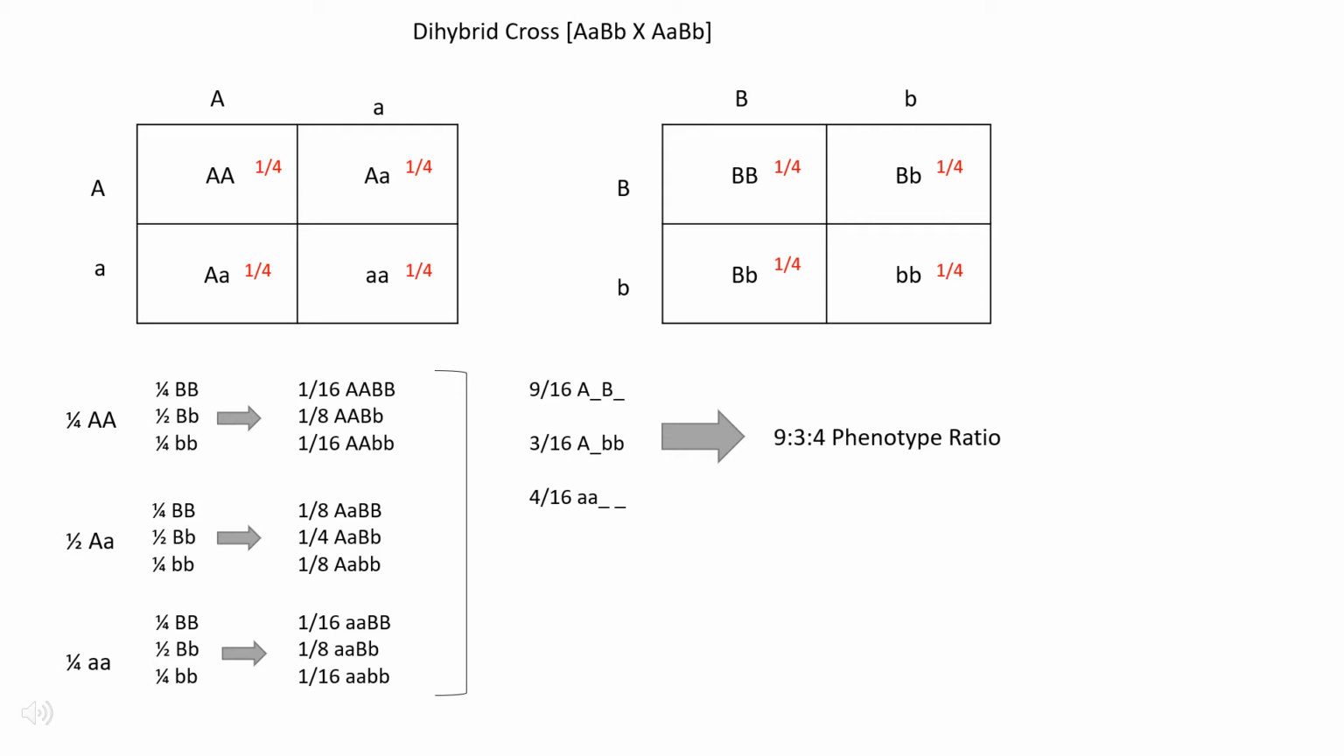3 out of 16 result in the dominant A and recessive B phenotype, and 4 out of 16 result in the homozygous recessive A phenotype. This 9 to 3 to 4 ratio is indicative of single recessive epistasis.